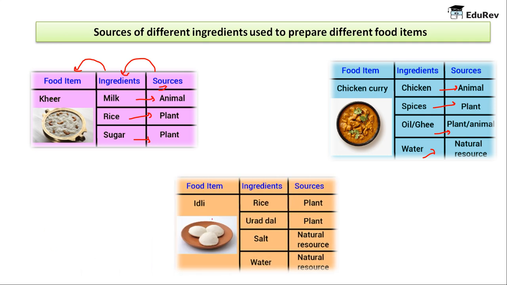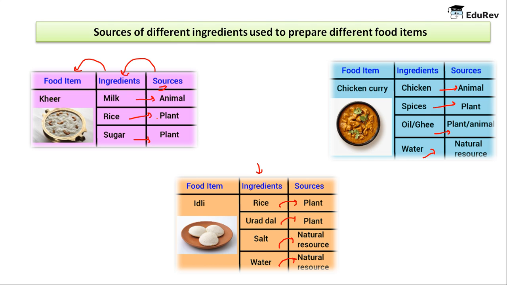Here comes another food item, idli. We discussed the ingredients used in idli. Rice we get from plants. Rice is a plant product. Urad dal we get from plants. Urad dal is also a plant product. Salt is again a natural resource. We get salt from the sea. So, salt is a natural resource. Water is again a natural resource. So, these were the sources of different ingredients used to prepare different food items.